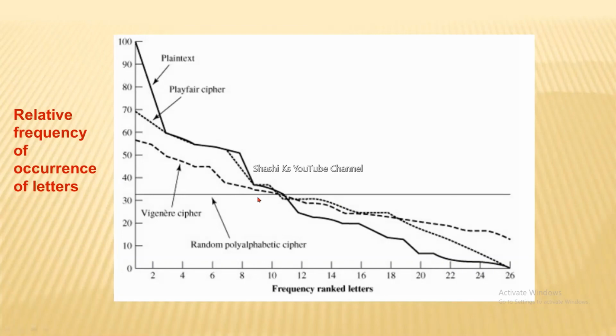But you can see that this is your plain text and this is your Playfair cipher plot. Playfair cipher has a flatter distribution compared with the plain text, but still it is able to reveal much of the structure of the plain text, which is actually much easier for the cryptanalyst to work with. So that is all about the security of the Playfair cipher and about the different types of substitution ciphers.